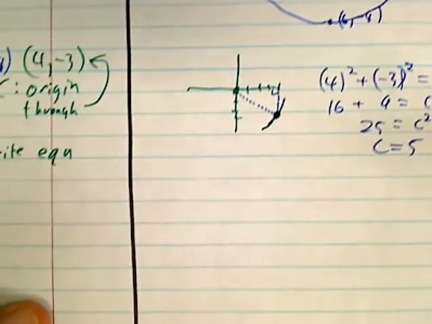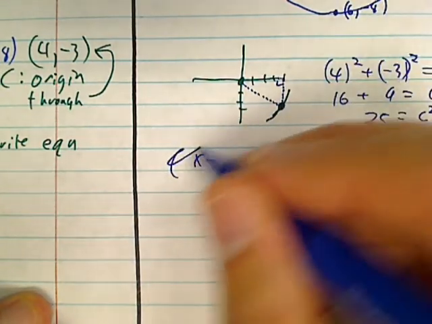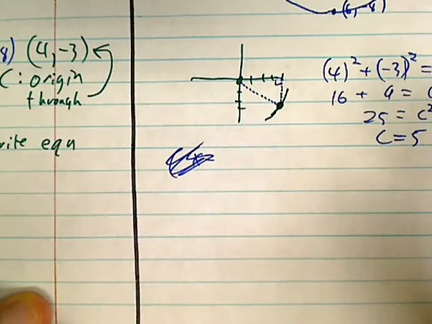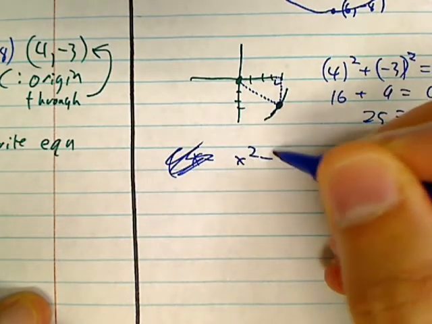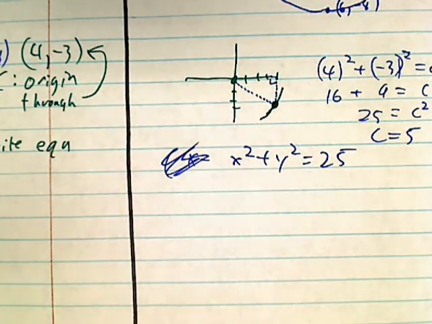Okay, let's try and write an equation. X minus, oh, never mind. It's at the origin, right? The center's at the origin, so I just need to say x squared plus y squared equals 25, and that's it. Okay, go ahead and try that assignment. 30 through 60 multiples of 3.